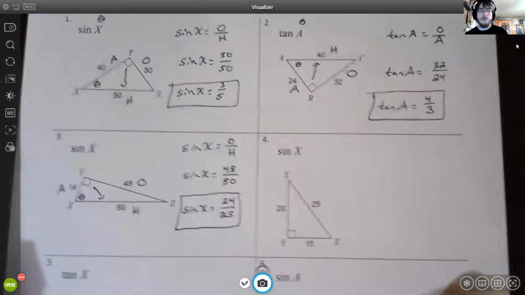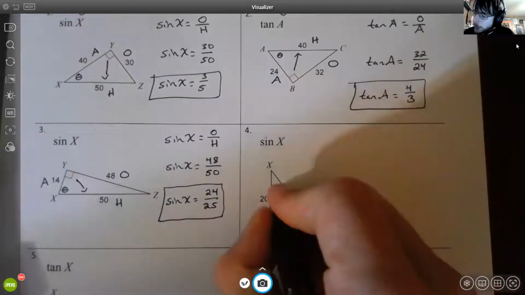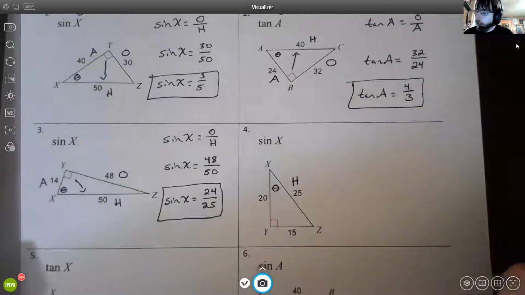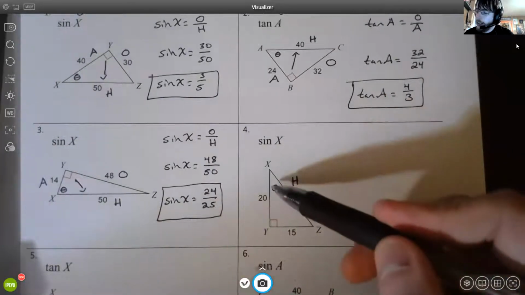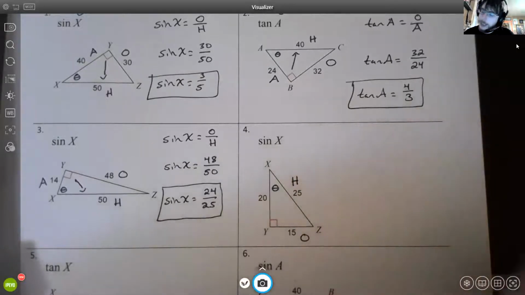Number 4, again, we want sine of x, so we're going to put theta on x. Our hypotenuse is 25. Our opposite side is the side that does not touch theta, so it's 15. And our adjacent side is 20.